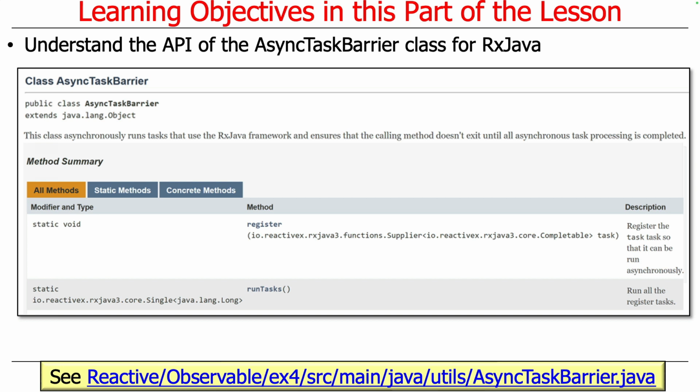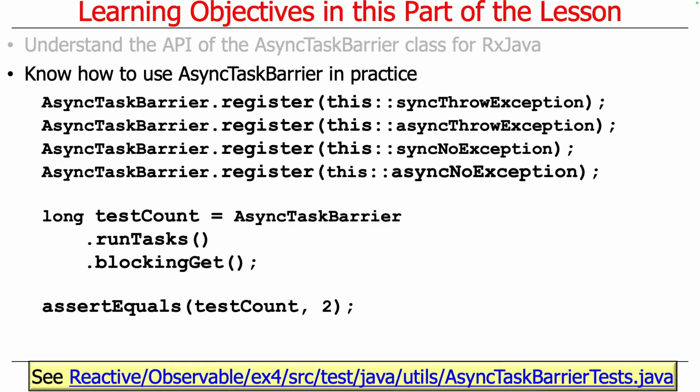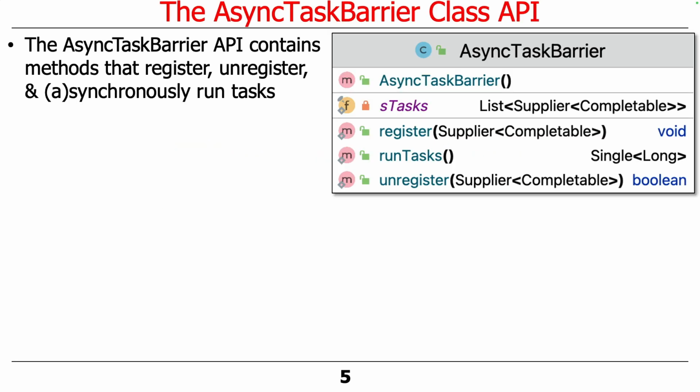So let's talk about the AsyncTaskBarrier API, which is available in all the test programs in my various utils folders in these reactive, observable, and flowable tests and so on. First we'll talk about how the API works, and then I'm going to show you a cool test program that illustrates how to actually make this stuff work. So we'll see how to use it in practice.